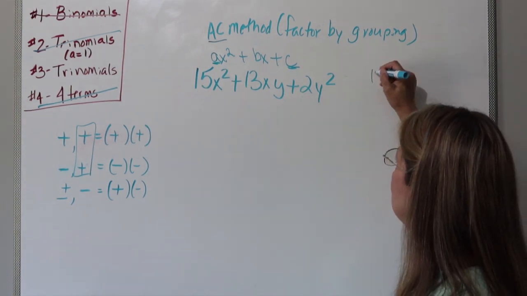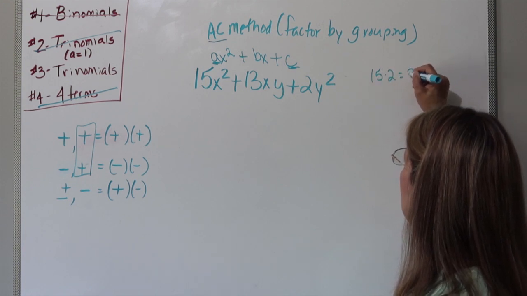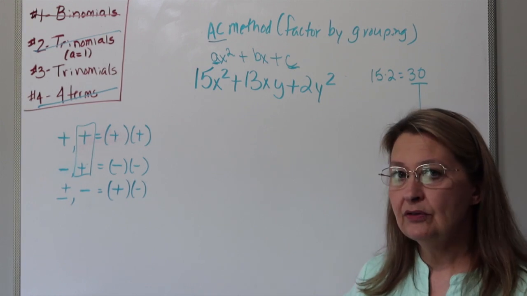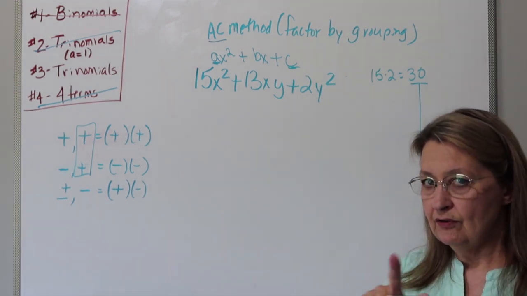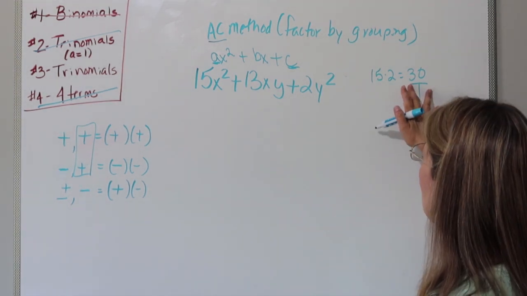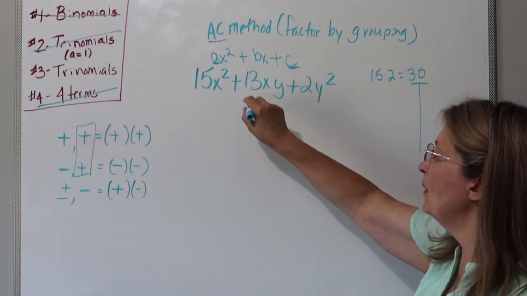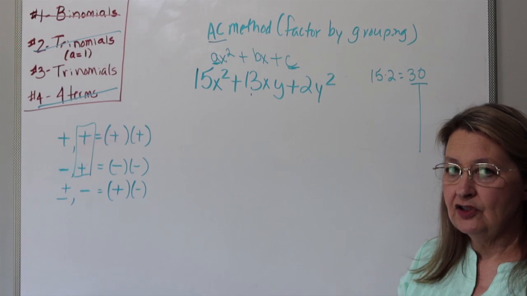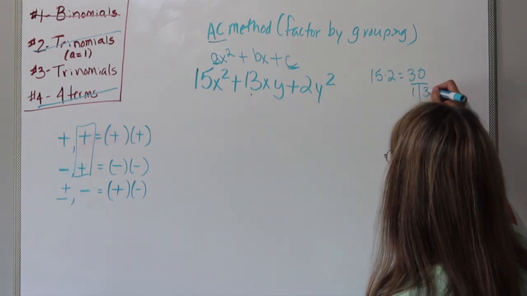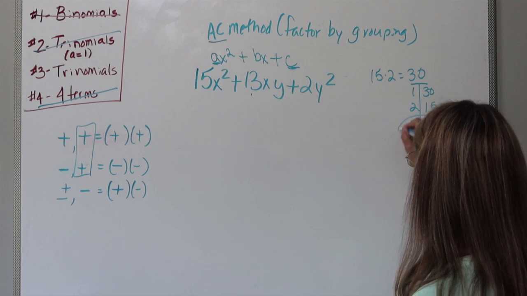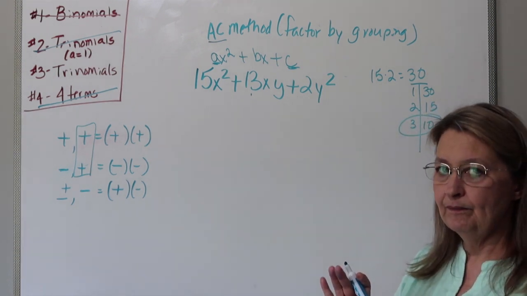What's 15 times 2? That's 30. So this is going to be quite similar to the method we just used. When I multiply these, I'm going to get the factors of 30 and I'm looking for the pair that add up to give me this middle term. So I've got 1 times 30, I've got 2 times 15, 3 times 10, and I can stop right there.